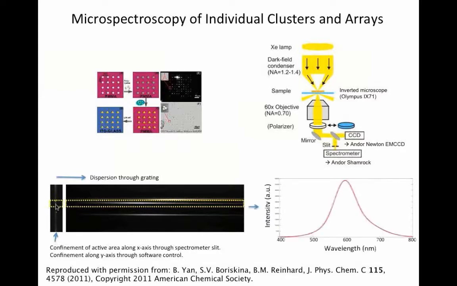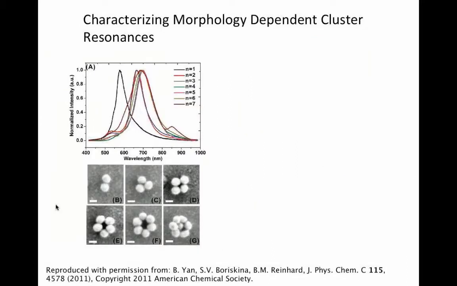and that, of course, allows you then to acquire a spectrum of this individual object. And with this technique, you can now systematically investigate, for example, the effect of the cluster size on the resonance wavelengths. This is shown here, for example, where you see individual clusters, dimers, trimers, and so forth, and you see the corresponding spectrum. You see overall redshift with increasing cluster size.